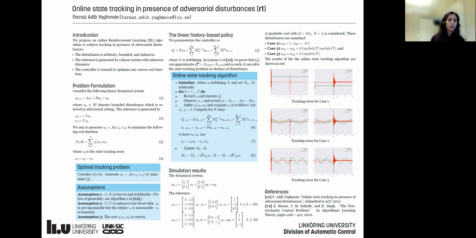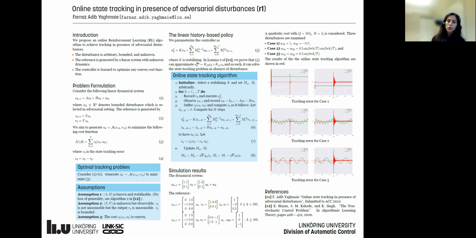So let's see some simulation results. We have a double integrator dynamical system, and we consider the reference signal as shown here. The reference signal will change at step 500 to something else. For the sake of comparison, we consider a quadratic cost function because we want to compare our results and simulations with the LQR as well.